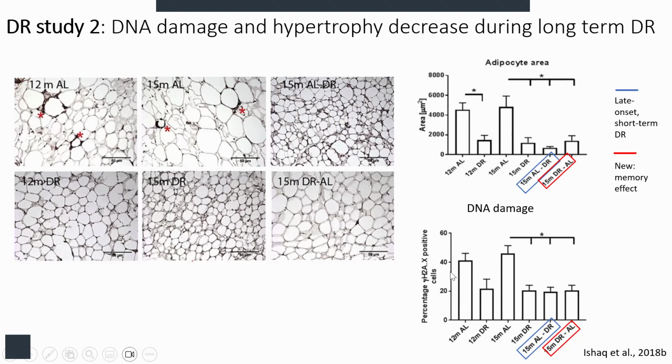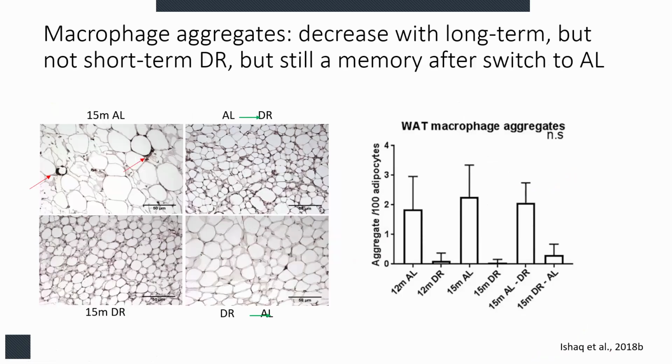For the DNA damage, the picture is very similar. It is high at ad libitum, it decreases with DR, and it decreases again with a late onset switch from AL to DR. But if we now go back to AL from DR, again, the memory effect stays. For the macrophage aggregates, there is a significant DR effect. However, there's no effect, and I think that is similar to what we showed in the first study. Apparently, the time is not enough for the short-term 3 months switch from 15 months, so at 12 months they were switched to DR. However, if we switch back from the dietary restriction to AL, there is still a decrease. So again, a memory effect.